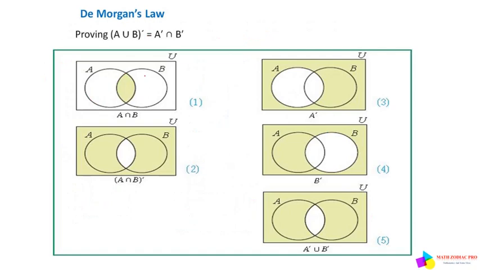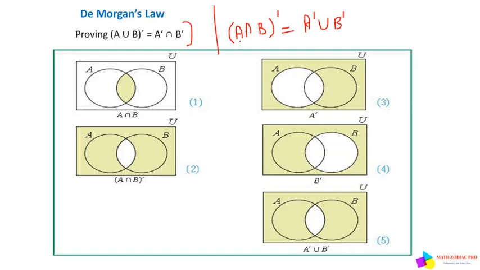Okay, next one is important one, De Morgan's law, proving (A union B) all dash equal to A dash intersection B dash. Okay, you just do this one. Okay, I am just doing here (A intersection B) all dash equal to A dash union B dash. Okay, so first one is A intersection B all dash.